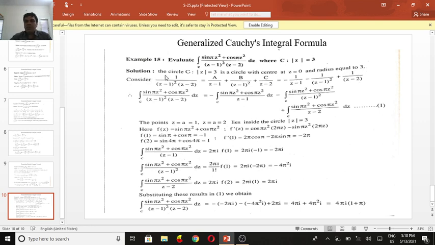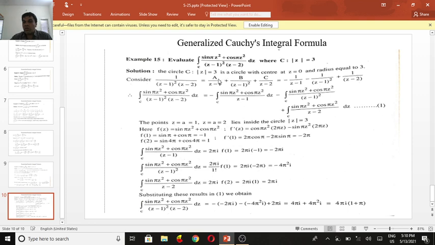So again we come to the proper fractions. 1 by (z minus 1) whole square (z minus 2) we can write as a by (z minus 1) plus b by (z minus 1) whole square plus c by (z minus 2). Observe here that a is 1, b is 1, and c is 2.